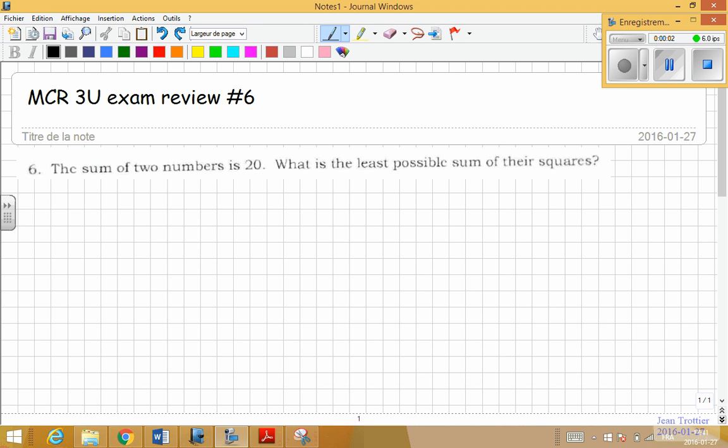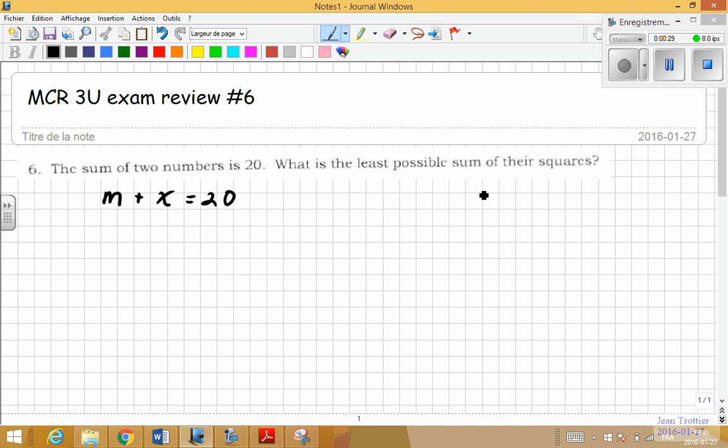Okay, for your exam review number 6, we have a problem here that asks the sum of two numbers is 20. So since we don't know what the numbers are, we're going to pick two variables. So I will pick m plus x, because that's a sum. It equals 20. Now the second part, it says what is the possible sum of their squares? So we want the least possible sum in this case.